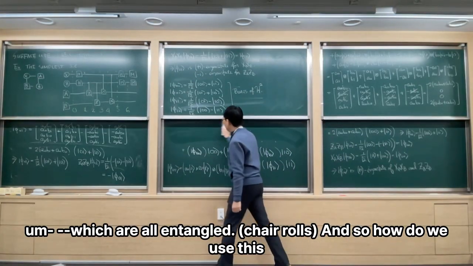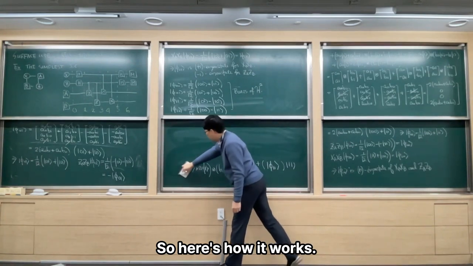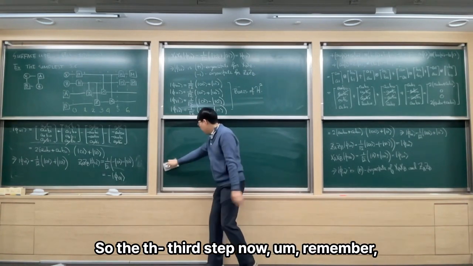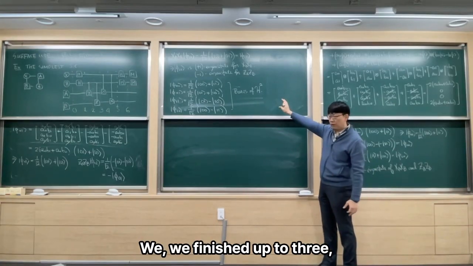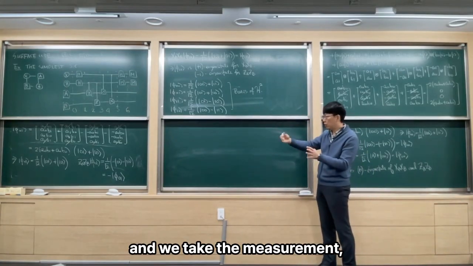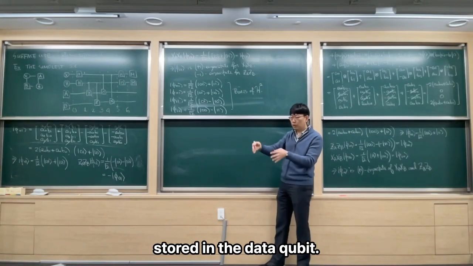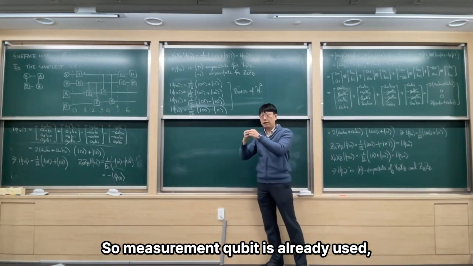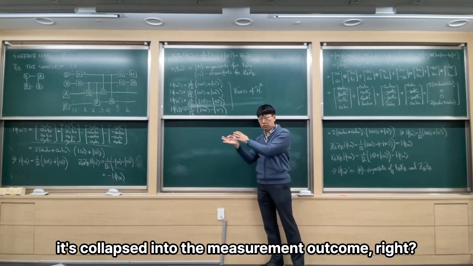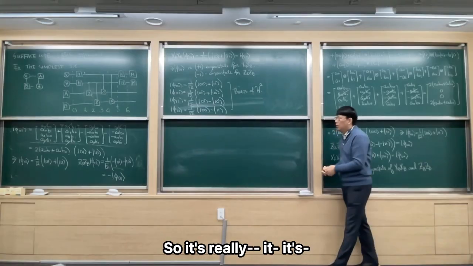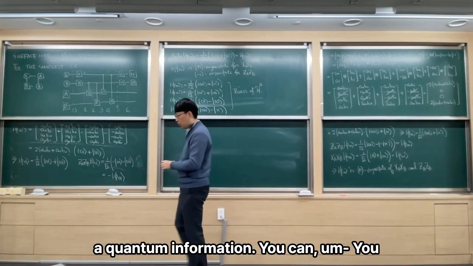And so how do we use this to detect an error? Here's how it works. The third step now, remember I listed 1, 2, 3 here. We finished up to 3, so we run the circuit and we take the measurement, and we will get one of these 4 quantum states stored in the data qubits. The measurement qubit is already used. It's already measured. Whenever you measure it, it collapses into the measurement outcome, right? So it's not going to be used as something that stores quantum information.